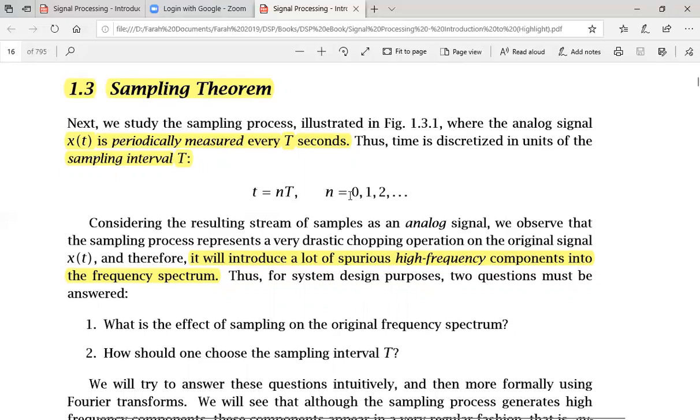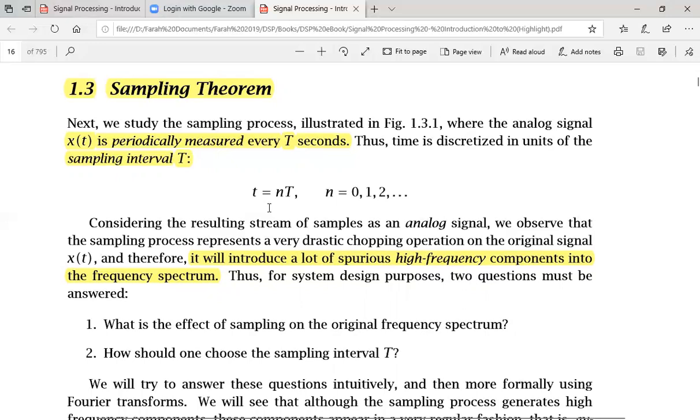When your n is 1, it means you are collecting your second sample, and likewise. However, the effect of sampling in the time domain is to convert a continuous time signal into a discrete time signal, but its effect in the frequency domain would be the addition of high frequency components, and these high frequency components would be added to the original spectrum of your signal.